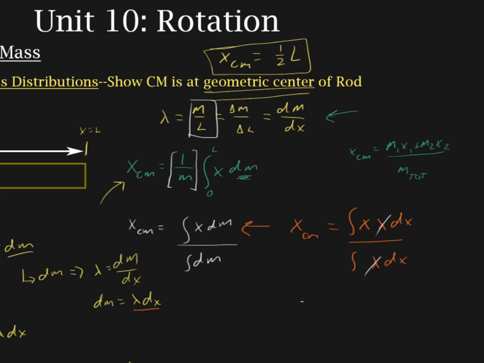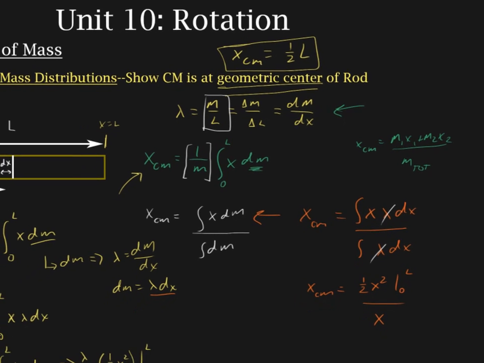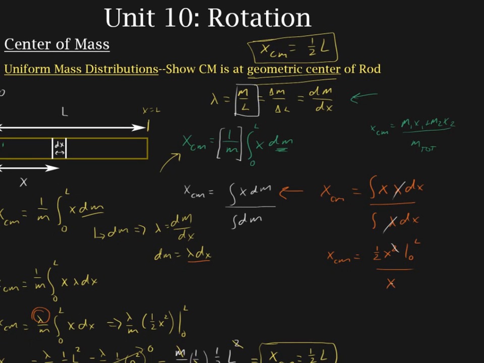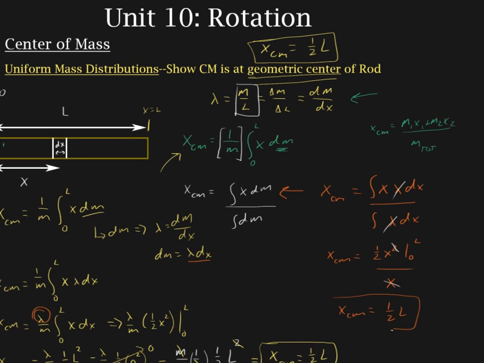And we get x_cm is equal to, now the integral of x dx is 1/2 x squared evaluated from 0 to L. And then we divide that by the integral of dx, which just gives us x. And so we can cancel one of the x's from the numerator with the denominator, and we're left with x_cm is just equal to 1/2 L, which again, this is what we expected.